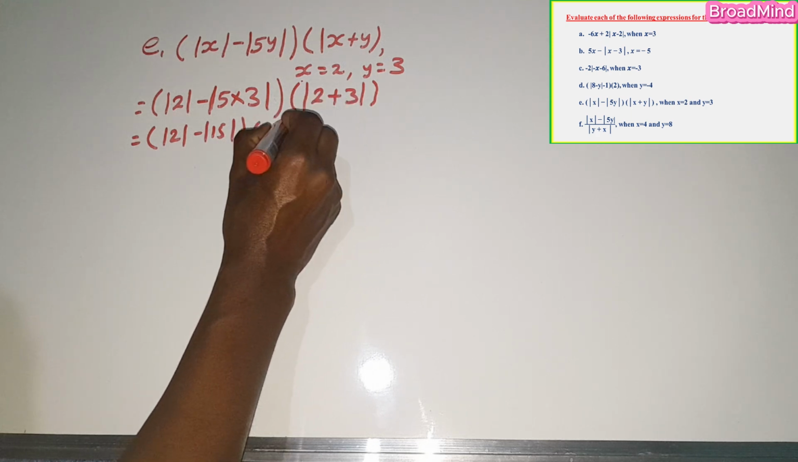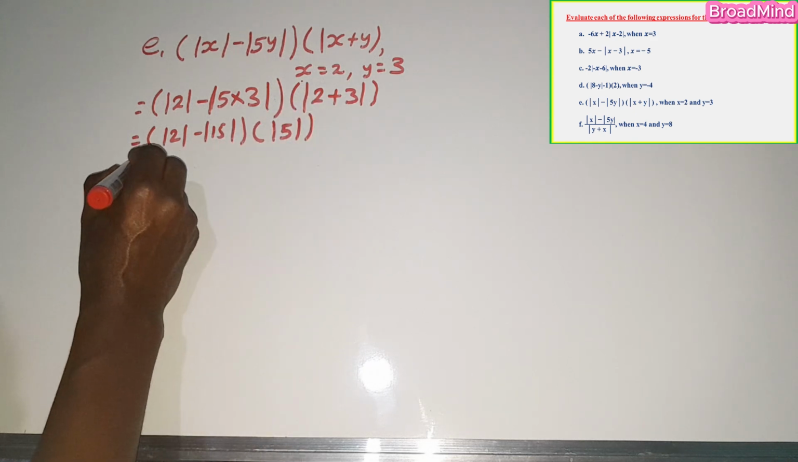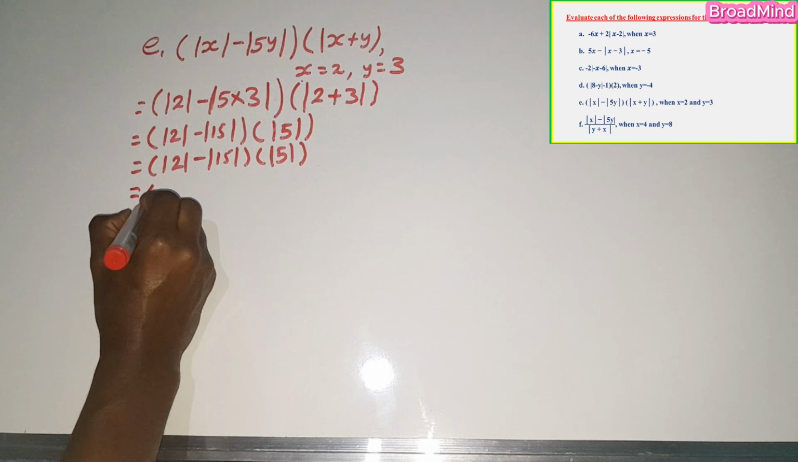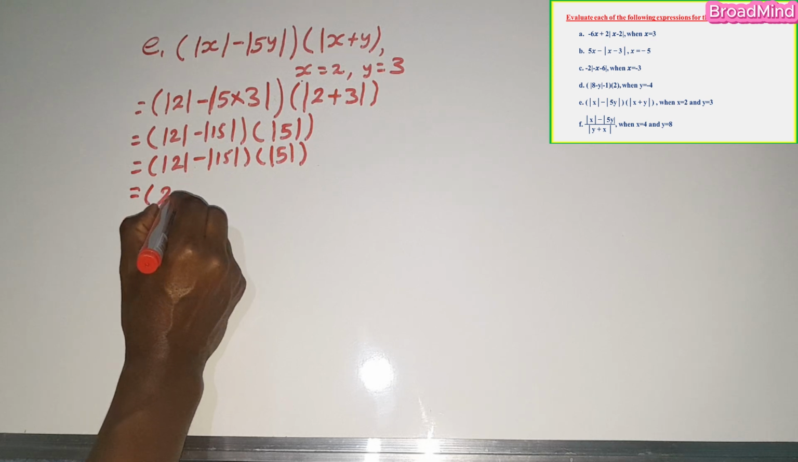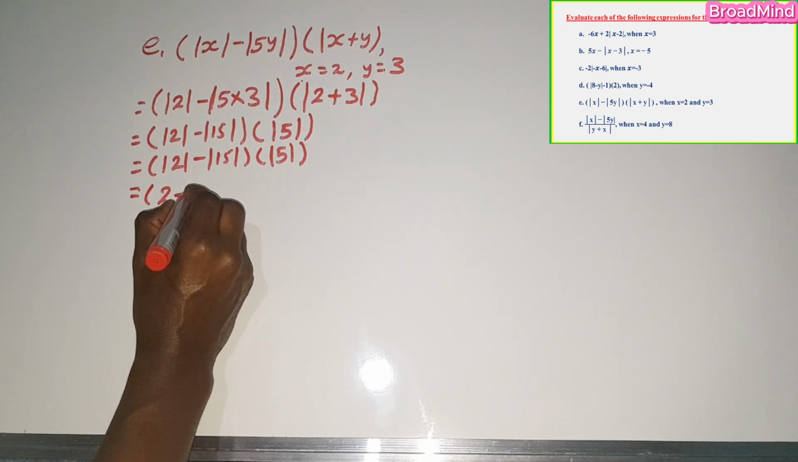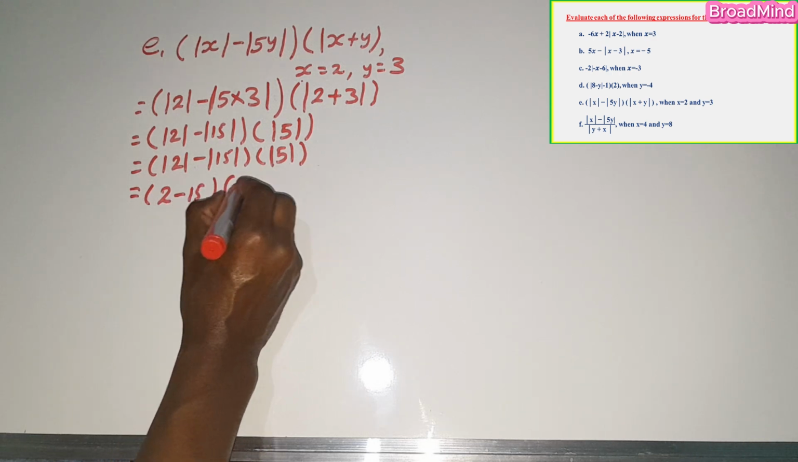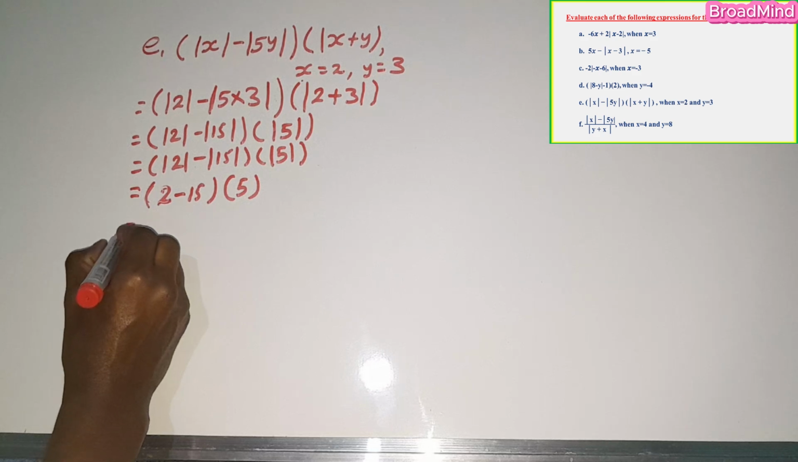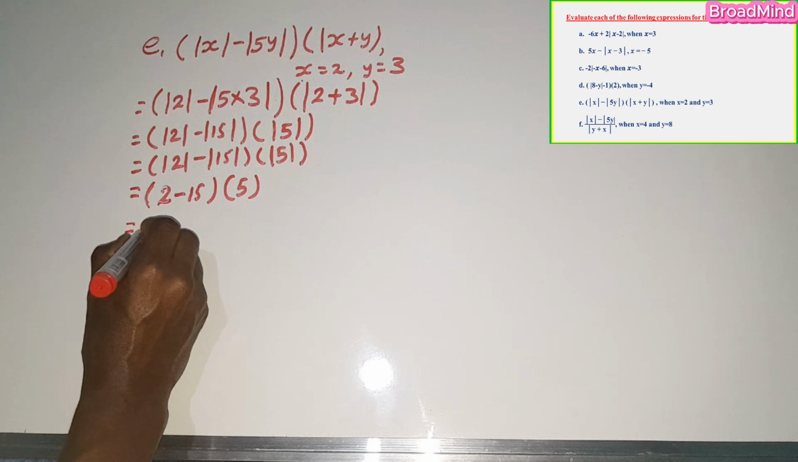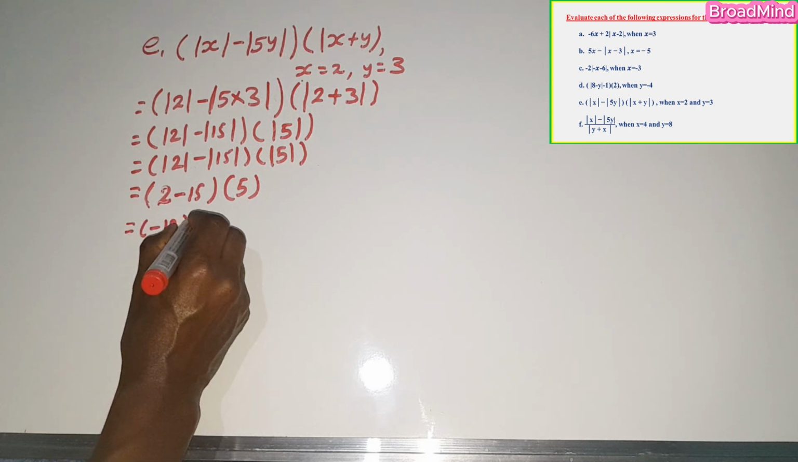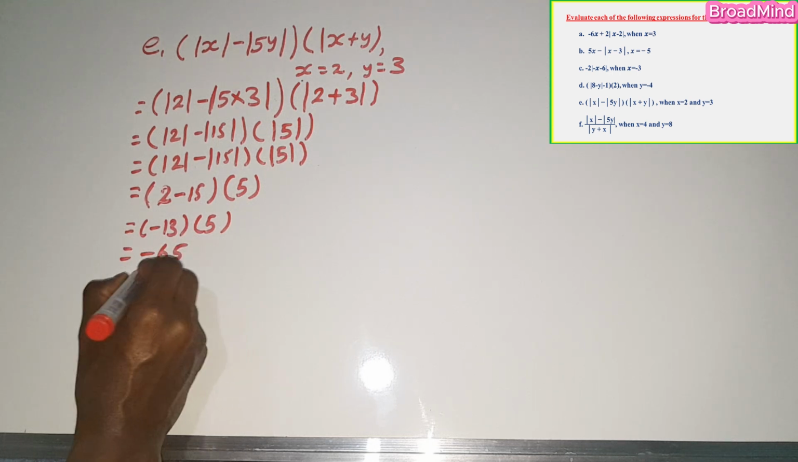Absolute value of 2 plus 3 5. Now here, open the bracket, absolute value of 2 is 2 minus absolute value of 15 is 15, close the bracket, absolute value of 5 is 5. Now 2 minus 15 is equal to negative 13 multiplied by 5, and this is equal to negative 65.